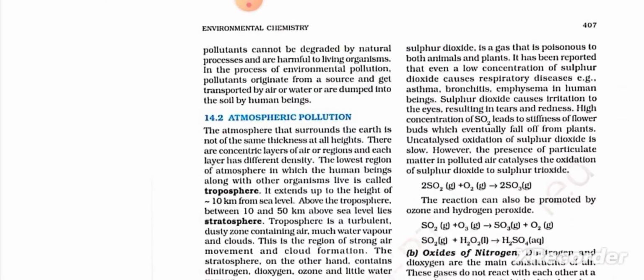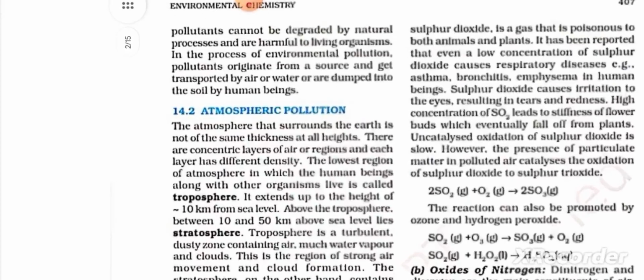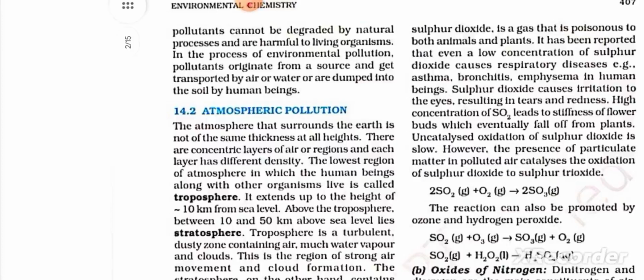These pollutants can be degraded by natural processes and are harmful to living organisms in the process of environmental pollution. Pollutants originate from a source and get transported by air or water, or are dumped into the soil by human beings.